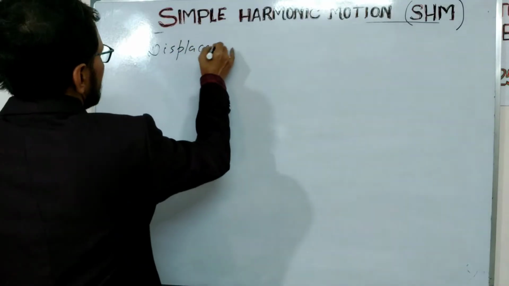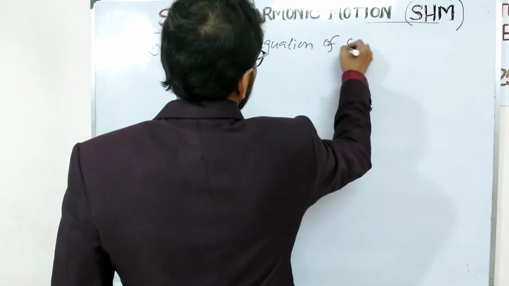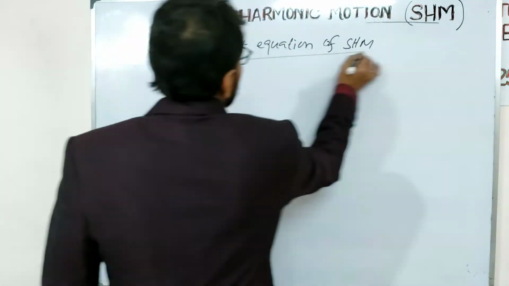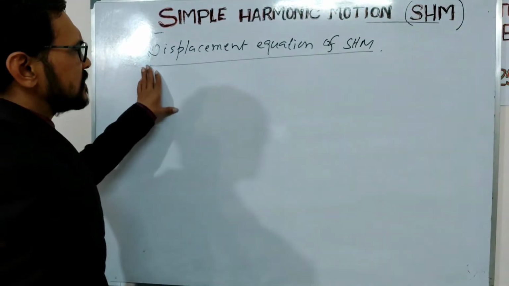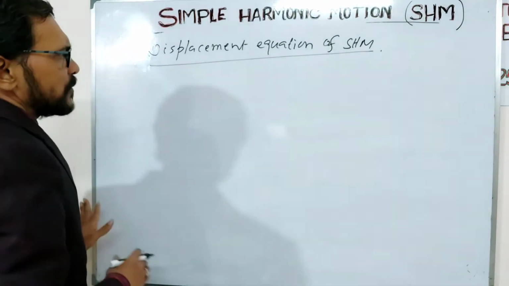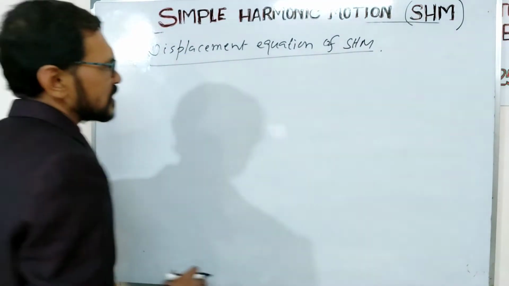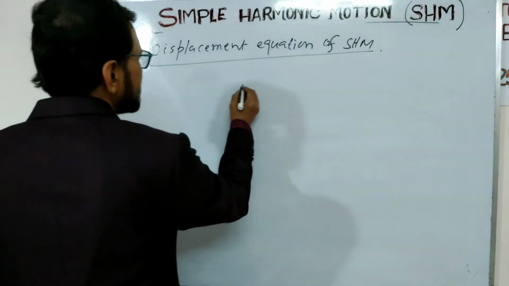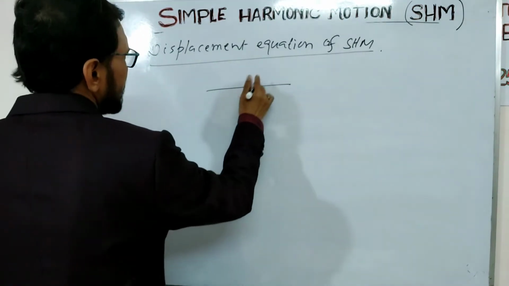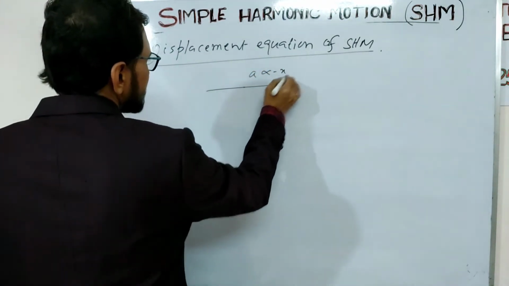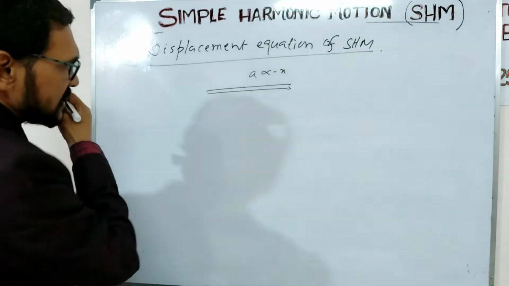Displacement equation of SHM. To express the displacement equation, we have to relate angular motion and linear motion. Because we know that SHM is a type of oscillatory, to and fro motion, and the special case is a is proportional to minus x. That is, this is linear, in a straight line, to and fro motion. We know this is SHM.